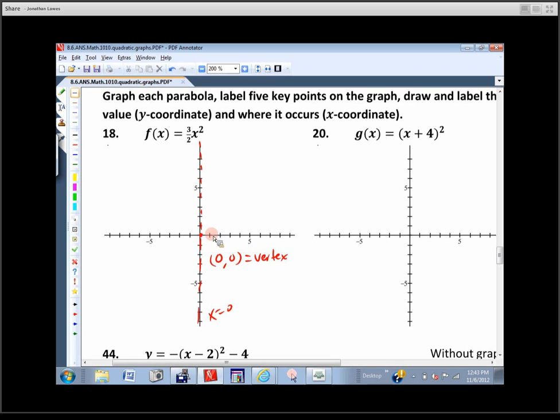I normally go up 1. I'm going to go up 3/2 or 1.5. Now everybody watch, please. There's my point right there. I went over 1 unit and I went up 1.5, or I went up 3/2.